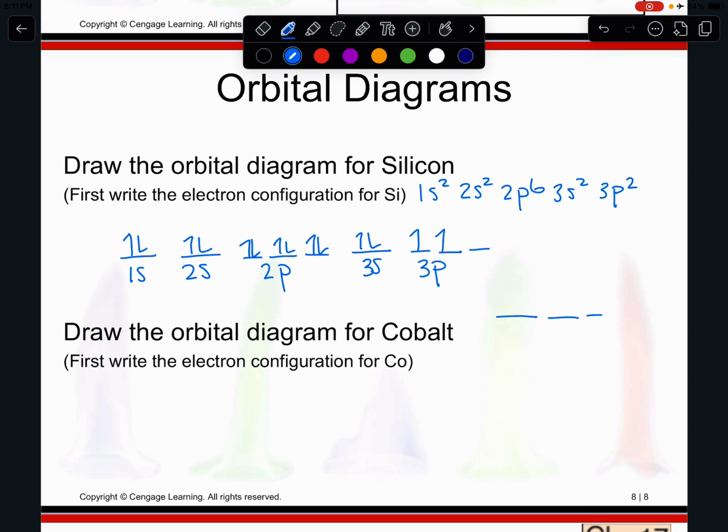Now again, what we're not going to see here is 2 in the same, right? You want to have your own bedroom before you're going to double up. That's Hund's rule. So we're not going to see that. You're going to make sure you put them in separate. So this is the orbital diagram for silicon.